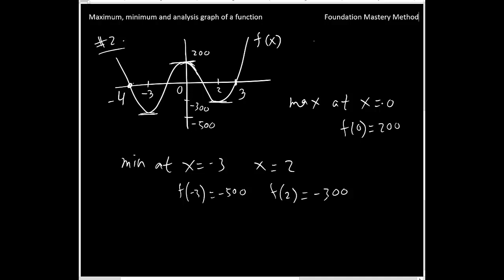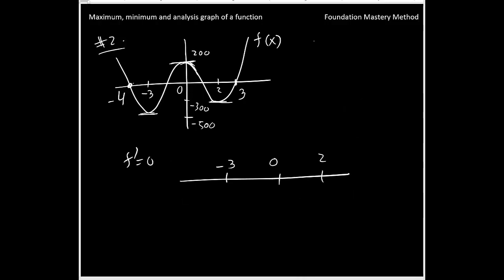Now the intervals of increase and decrease. First you can see here the graph is decreasing from -infinity to -3. Then it is increasing from -3 to 0. And then again it is decreasing from 0 to 2. And then again it is increasing from 2 to infinity.